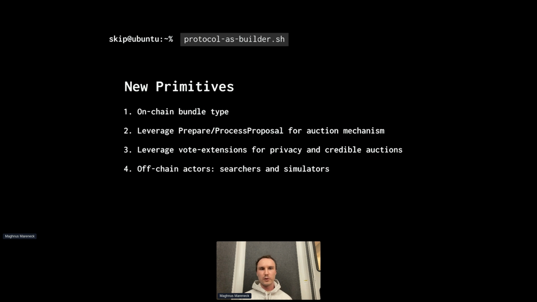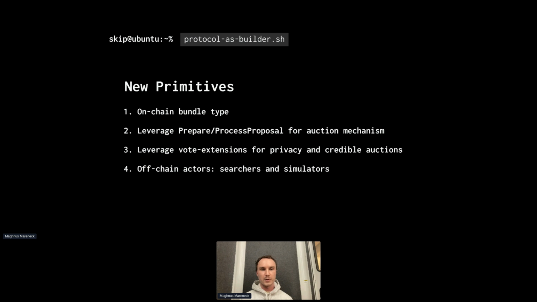So what are some of the new primitives that we need on-chain to enable such a system? At a minimum, we need an on-chain bundle type. In a protocol-owned builder, you still have searchers. They're still submitting bundles, and they want atomic execution. Therefore, you need some way in the SDK to acknowledge that as a native bundle type on chain. We can leverage prepare and process proposal for the auction mechanism, meaning we can define the rules of how the bundles should be ordered or merged or put together with other transactions in prepare and process proposal. And then the big thing is we can leverage vote extensions for privacy and credible auctions.